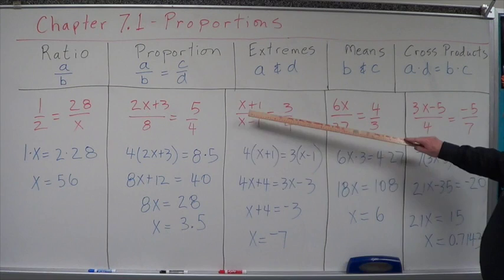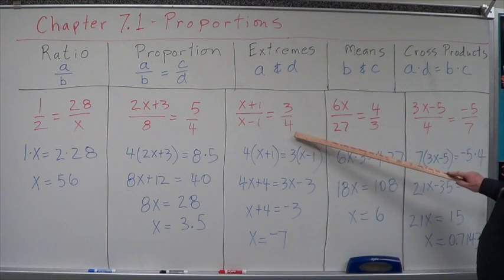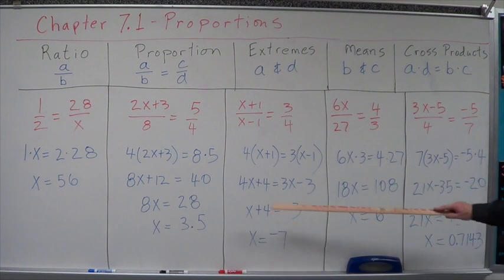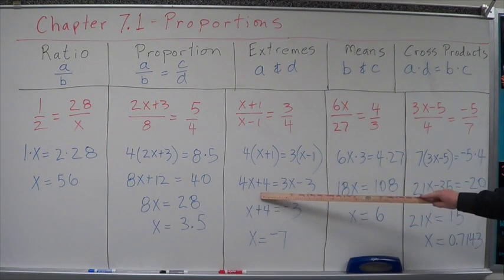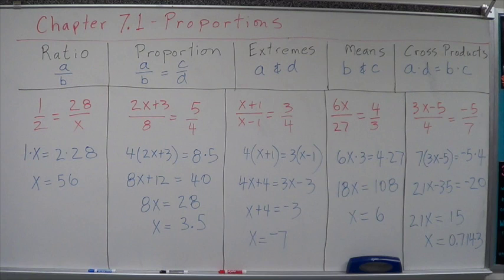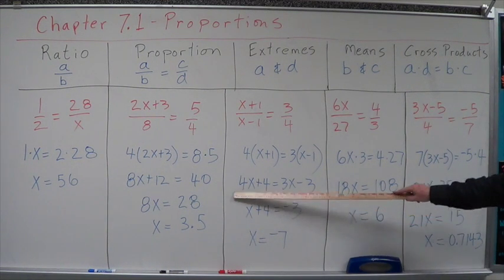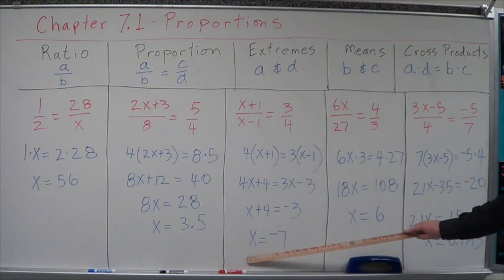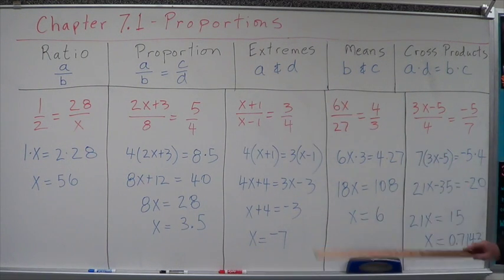Again, we do this. Cross multiply. 4 times x plus 1 equals 3 times x minus 1. We distribute. 4x plus 4 equals 3x minus 3. Subtract the 3x. X plus 4 equals negative 3. X equals negative 7. Put it in there and make sure the ratios are equal.